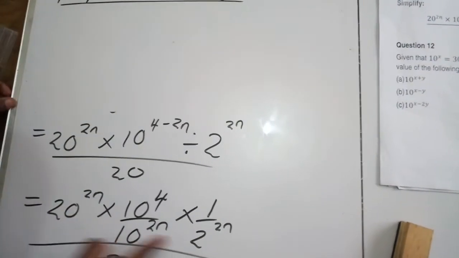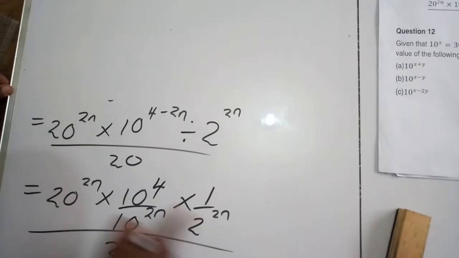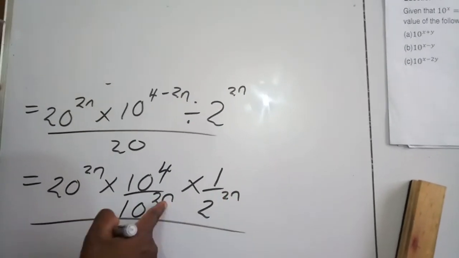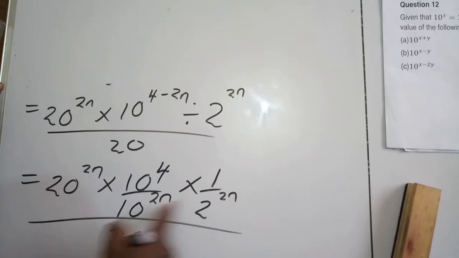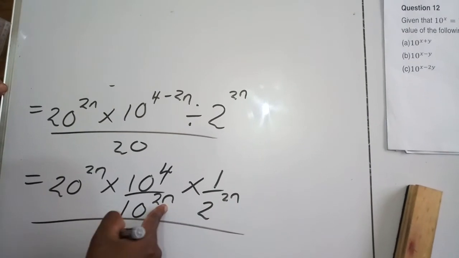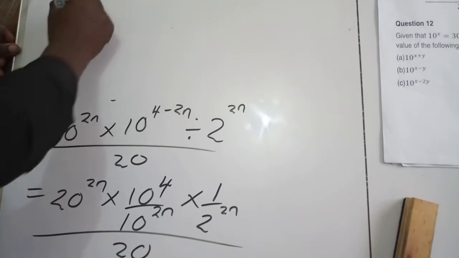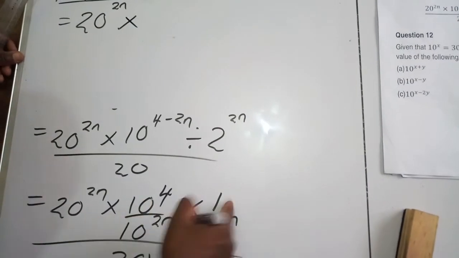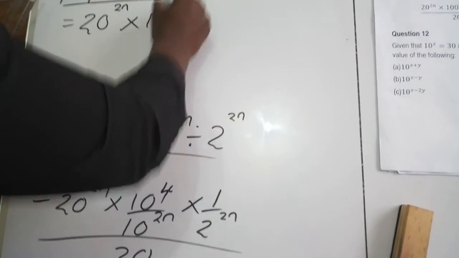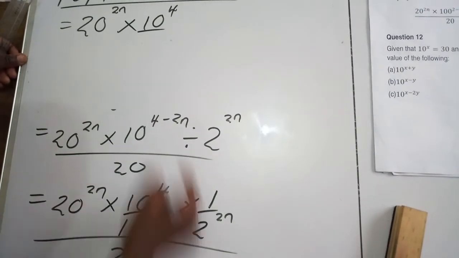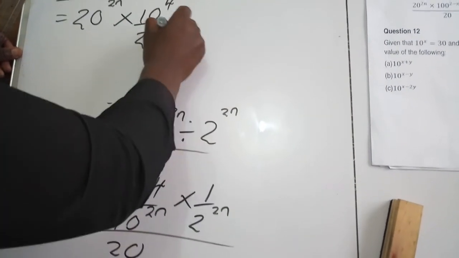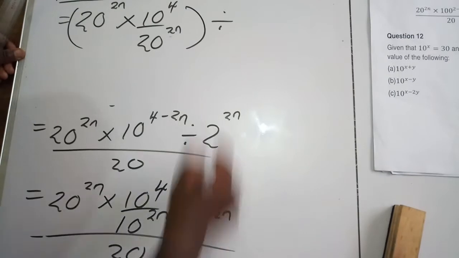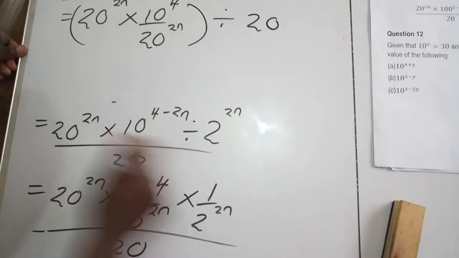Now remember, we are multiplying, we don't have common factors here, so we multiply this with that, this with that. Multiplying this, remember, the powers are the same, and we have discussed the law of multiplying numbers if they have similar powers. So I will have 20 power 2n times this by this will give me 10 power 4 over this, and this will give me 20 power 2n, of course, divided by 20.